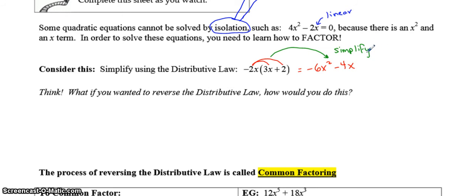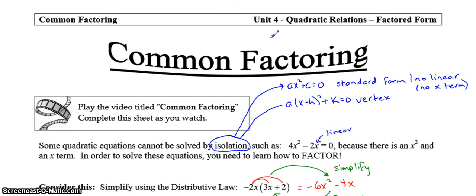So there's different ways to simplify. Simplify could be using the distributive law. Simplify could be using FOIL. Going from this as the question to this as the answer is factoring. And there are also different types of factoring. We're going to start with what is called common factoring. And with common factoring, you have a monomial on the outside and a polynomial on the inside of brackets.